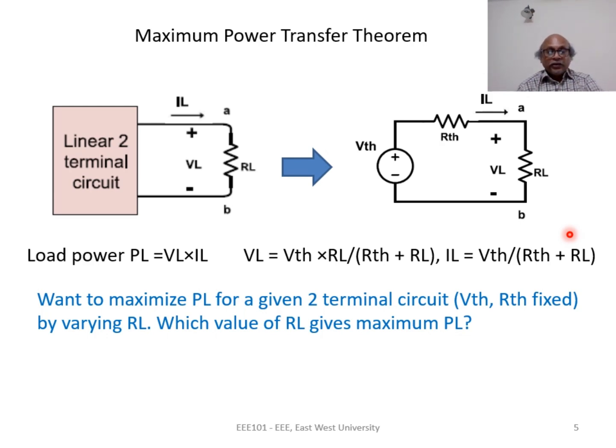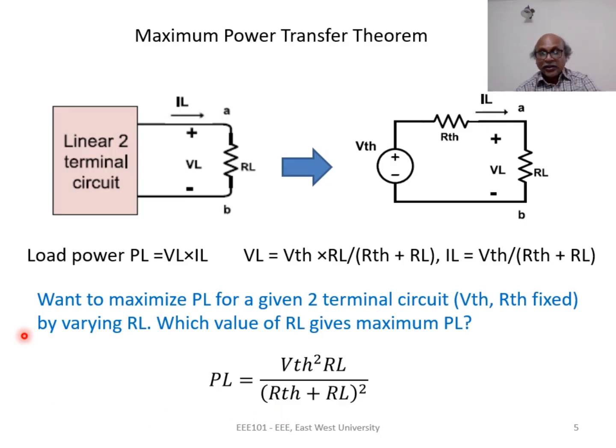If I substitute VL and IL in the equation of the power PL, this is the expression we get. Remember, here VTh and RTh are constants. RL is our independent variable or the x-axis variable, and PL is our dependent variable or the y-axis variable. And our question is again this one: which value of RL makes PL maximum?